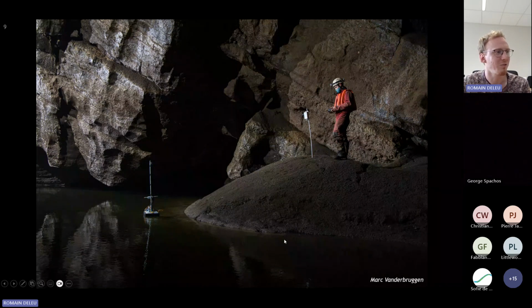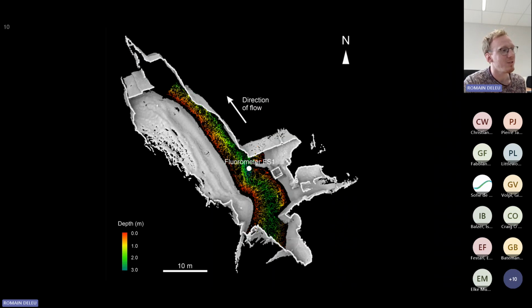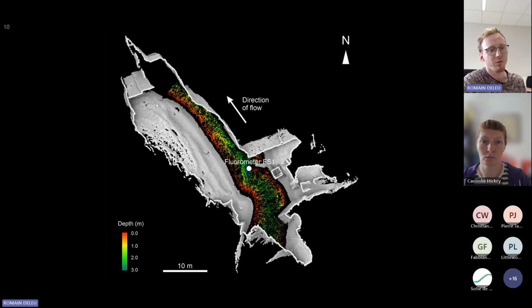This is a speleologist from Ghent. They designed a boat with a sonar on it that can measure the depths with a high frequency. And so the speleologist there just controls the boat. He's a skilled pilot. And so we can get this kind of result where you can see the depths in the colored dots here. And you can see this is the location of the fluorometer FS1. I told you just before about this. For example, in this section, the values we have from the calibration match correctly the actual measure we have of the stream section.